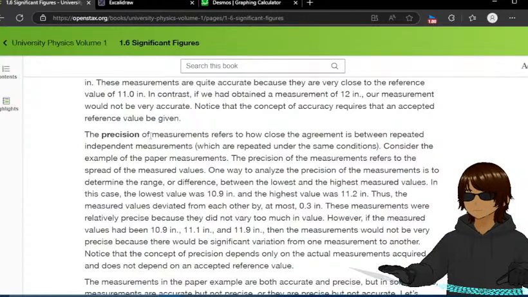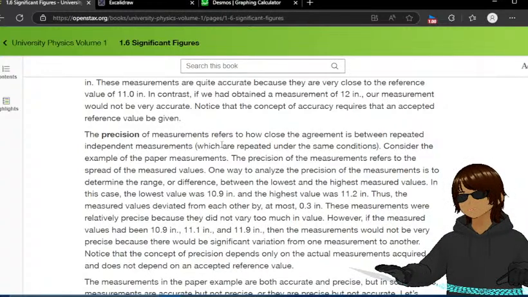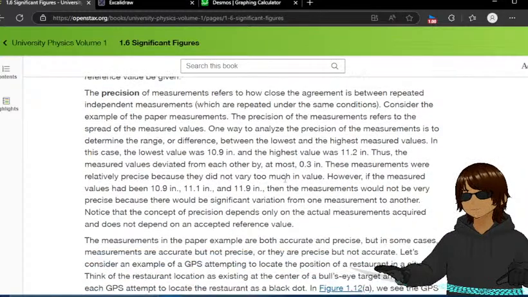The precision of measurements refers to how close the agreement is between repeated independent measurements, which are repeated under the same condition. Consider the example of paper measurements. Precision of measurements refers to the spread of measured values. One way to analyze the precision of measurements is to determine the range, or difference between the lowest and highest measured values.